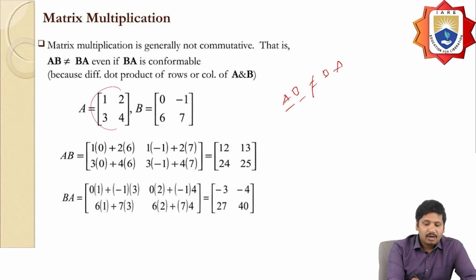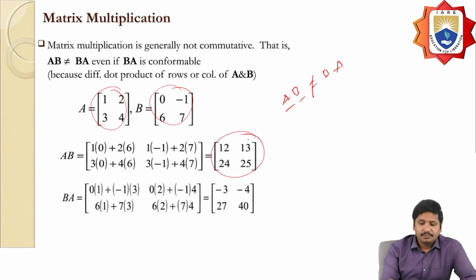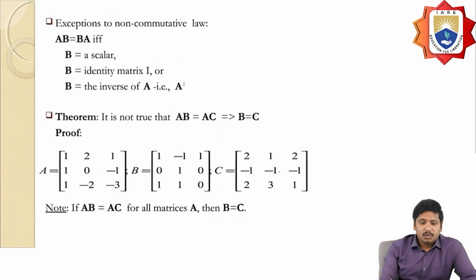See the example. We have values like 1, 2, 3, 4 for matrix A, and 0, minus 1, 6, 7 for the matrix B. If I multiply them, I get the values 12, 13, 24, 25. Similarly, if I write B into A, I get a different value. So A into B should not be equal to B into A. That is the commutative law failing.